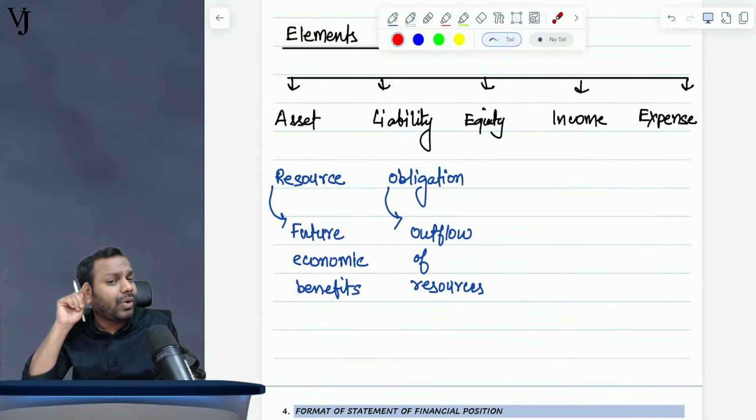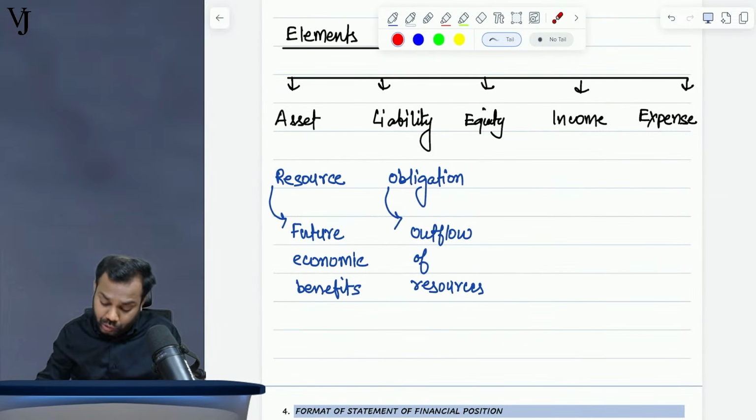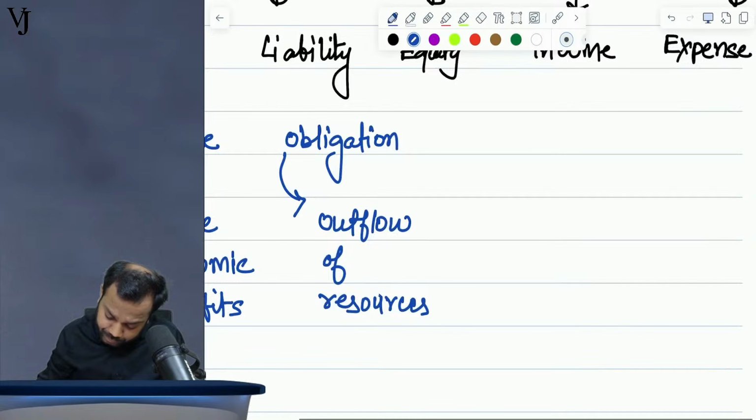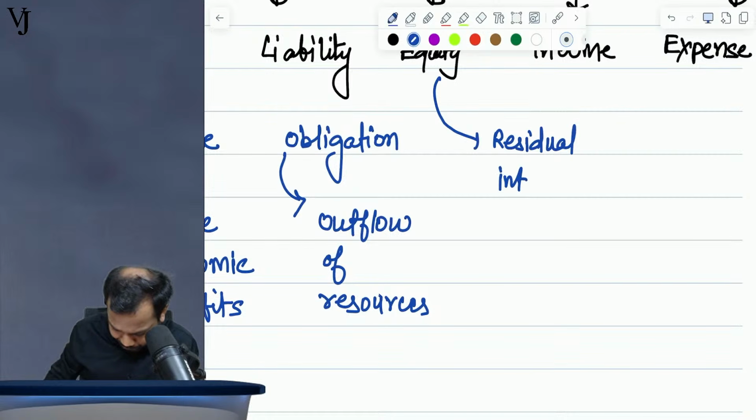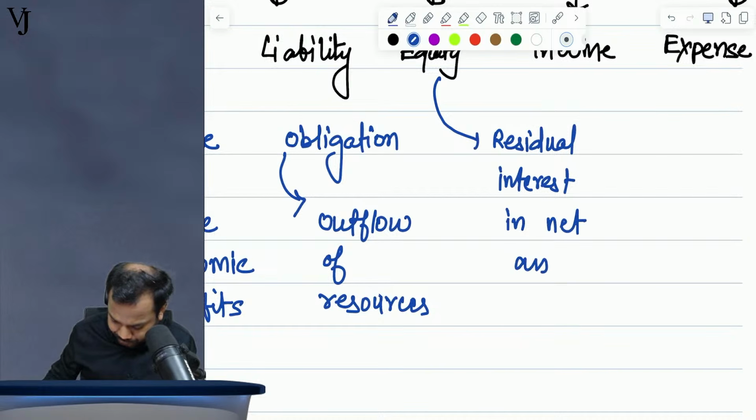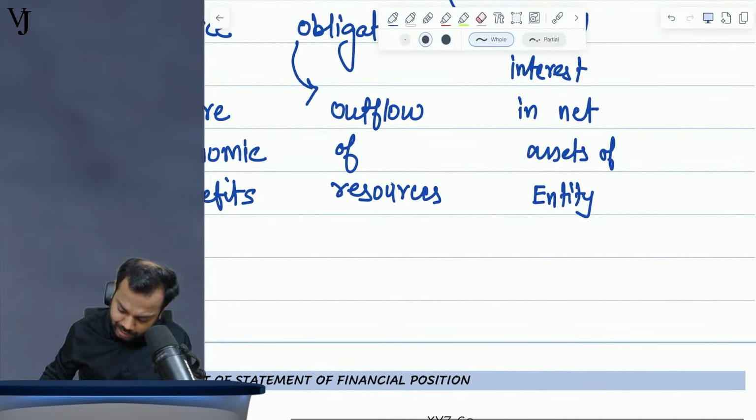Now what is equity? Equity is the residual interest in the net assets of the entity after paying liabilities.